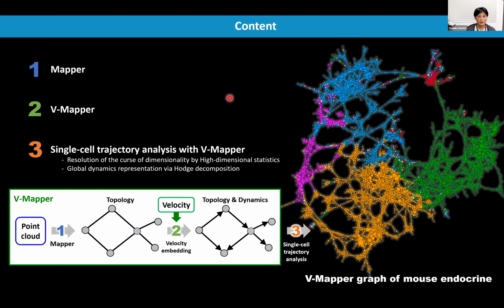The contents of this talk consist of three parts. First, we introduce the Mapper algorithm. Second, we introduce the VMapper algorithm. Finally, we introduce single-cell trajectory analysis with VMapper. In actual single-cell RNA-seq data analysis, there are some practical problems, such as the curse of dimensionality, which is a statistical problem when we analyze high-dimensional noisy data, and the interpretation problem of the complex flow on the VMapper graph. So we will introduce such problems and their resolutions with high-dimensional statistics theory and Hodge decomposition.